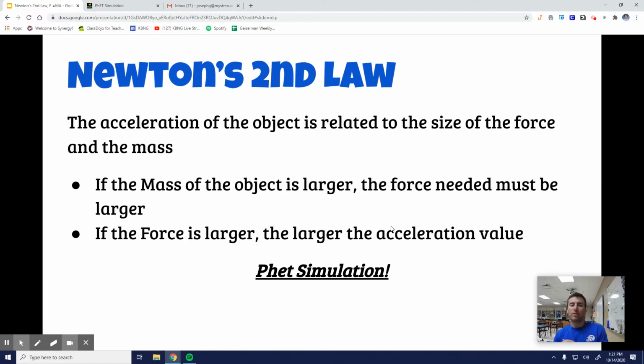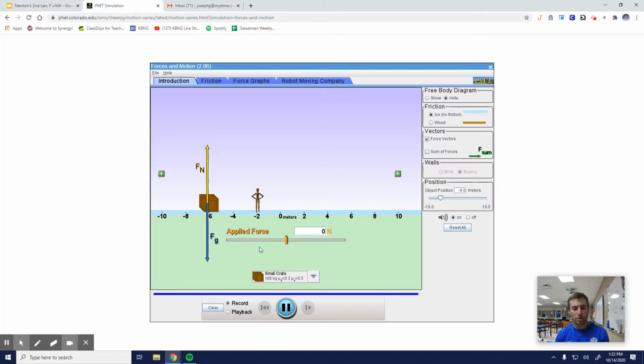So the acceleration of an object is related to the size of the force and the mass. The larger the mass of an object, the more force it's going to need to accelerate that object. I think that's pretty intuitive. If you were trying to push something, the bigger that object is, the harder you need to push. Then again, the larger the force applied to that object, the greater the acceleration is going to be. And we're going to look at a PhET simulation to see this in action.